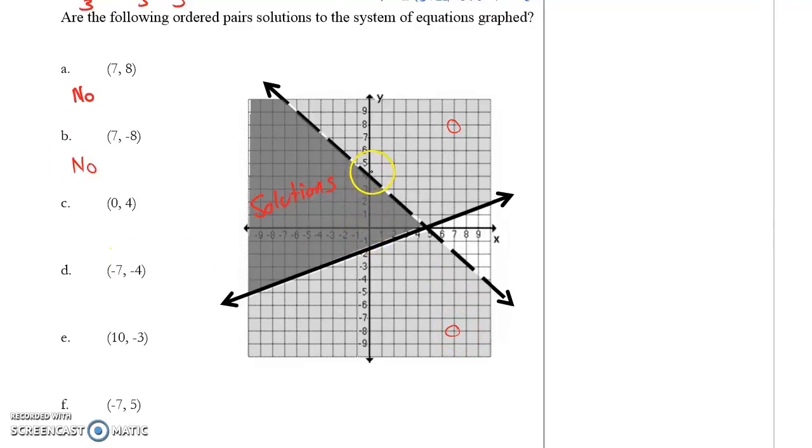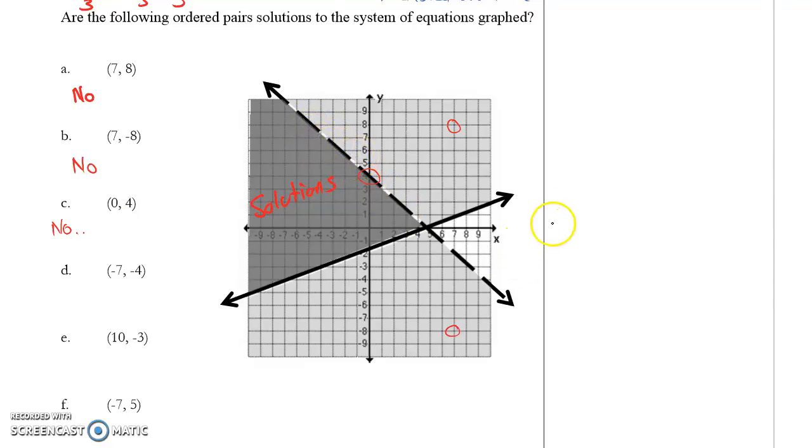(0, 4), this one's tricky. (0, 4) is right on that dashed line, overlapping my dark area. So part of us would say yes and part of us would say no. And the part that says no is correct. Now this one's tricky. It's a no because the line it's on is dashed.